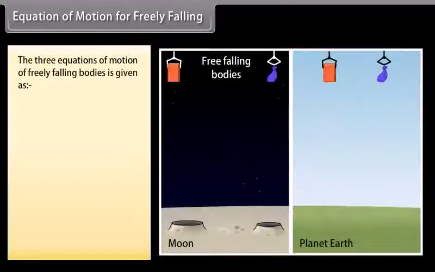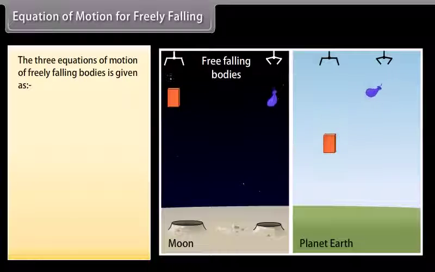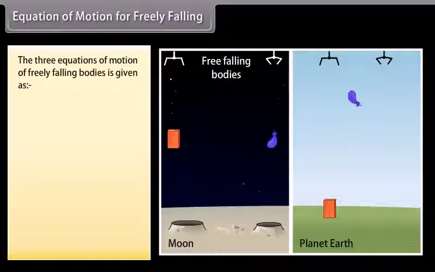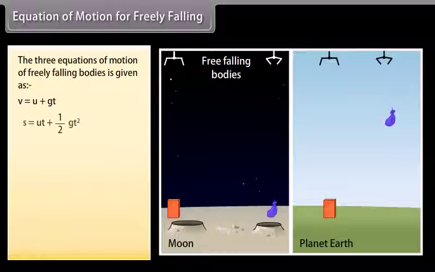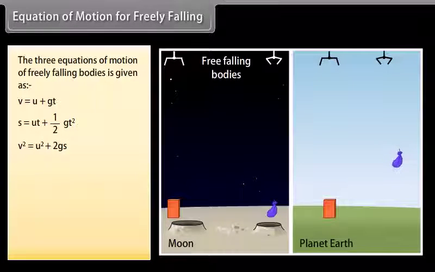Equation of motion for freely falling bodies. The three equations of motion of freely falling bodies are given as V is equal to U plus GT, S is equal to UT plus 1 upon 2 GT square, V square is equal to U square plus 2GS.